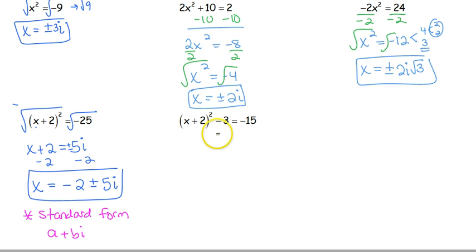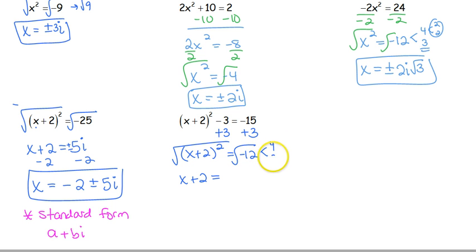Alright, our next one, we add our 3. We've got x plus 2. That piece is still trapped. We've got negative 12. Now to untrap it, we've got to square root each side, leaving us with an x plus 2 over here. Break that down.